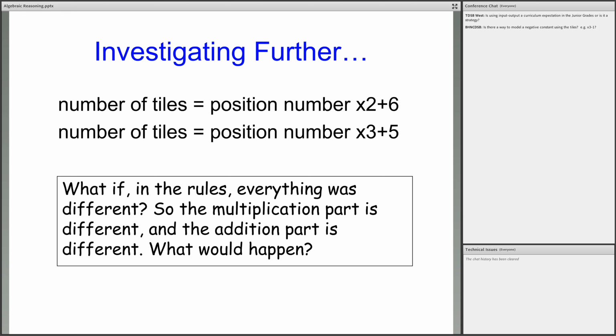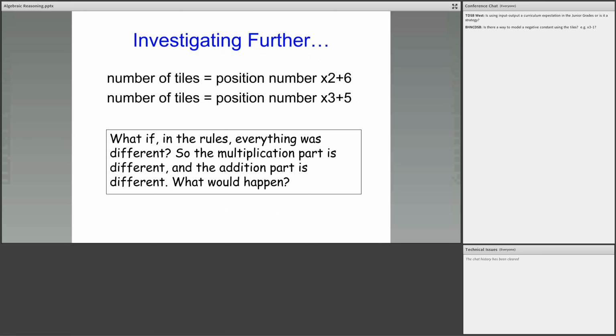And this was actually a student-generated inquiry. So we've got number of tiles equals position number times 2 plus 6, and number of tiles equals position number times 3 plus 5. And I'd love you to think about what you think is going to happen with these rules.